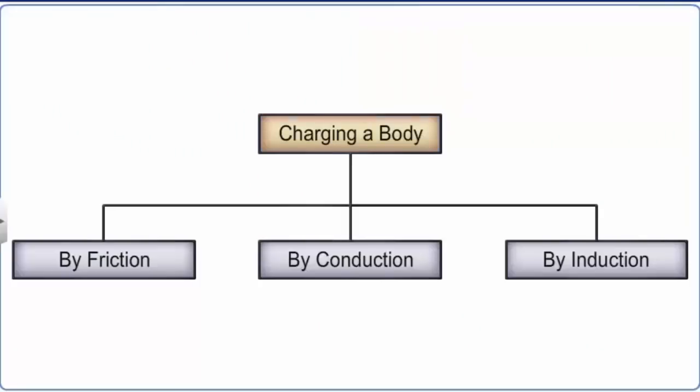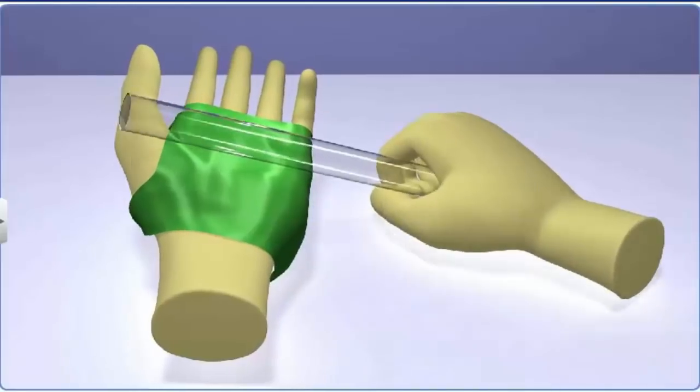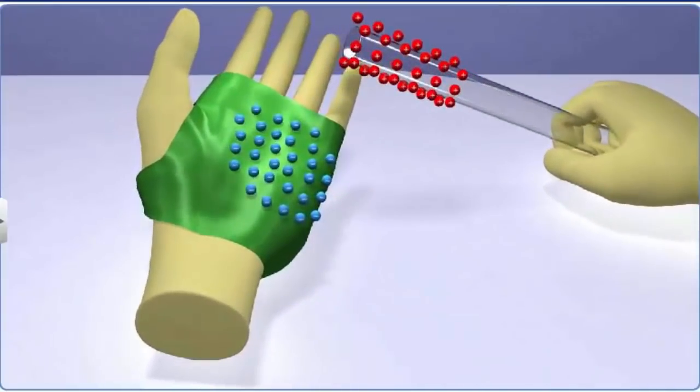There are three methods to charge a body, namely, charging by friction, conduction, and induction. Let us first look at charging a body by friction. When two uncharged or neutral objects made of different materials, say a glass rod and a silk cloth, are rubbed against each other, both objects get electrified due to a transfer of charges. This process is called charging by friction.